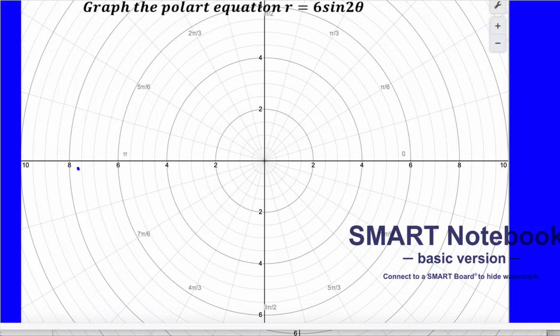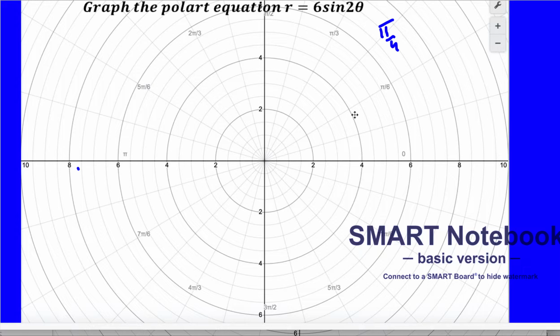r is equal to 6 sine 2 theta. So let's try here and let's work with this. But first of all, let me denote this point here between pi over 3 and pi over 6 as pi over 4. So this point here is pi over 4, this line. So I'm writing here pi over 4. So this line here is pi over 4.